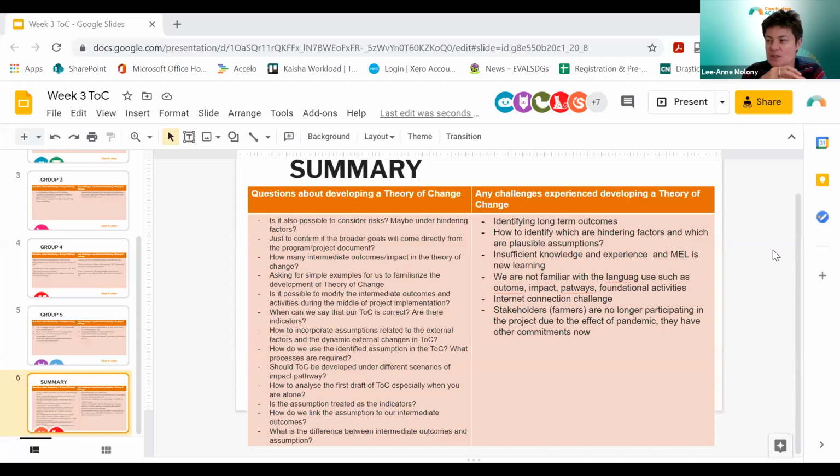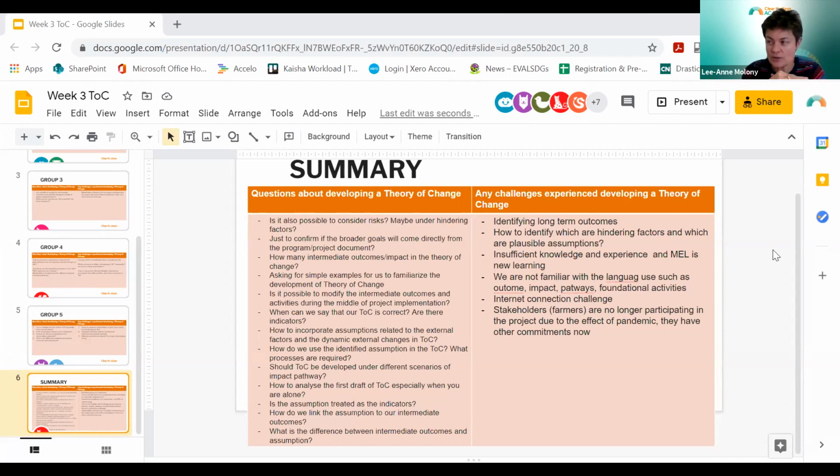Yeah, yep, absolutely. So Kate has brought all the questions together in a summary. So I'm just going to go to slide 6, which has the summary. Is it also possible to consider risks, maybe under hindering factors? Absolutely. Risks, the hindering factors are very much risks for your program.